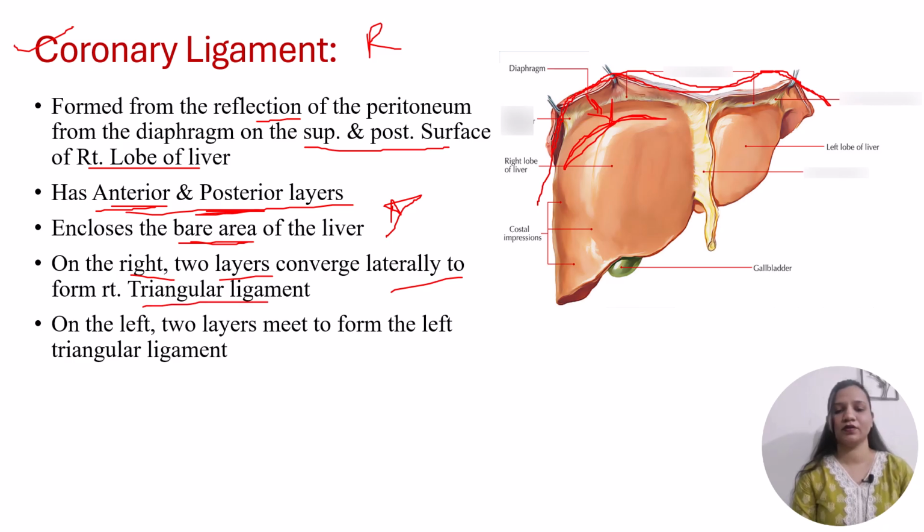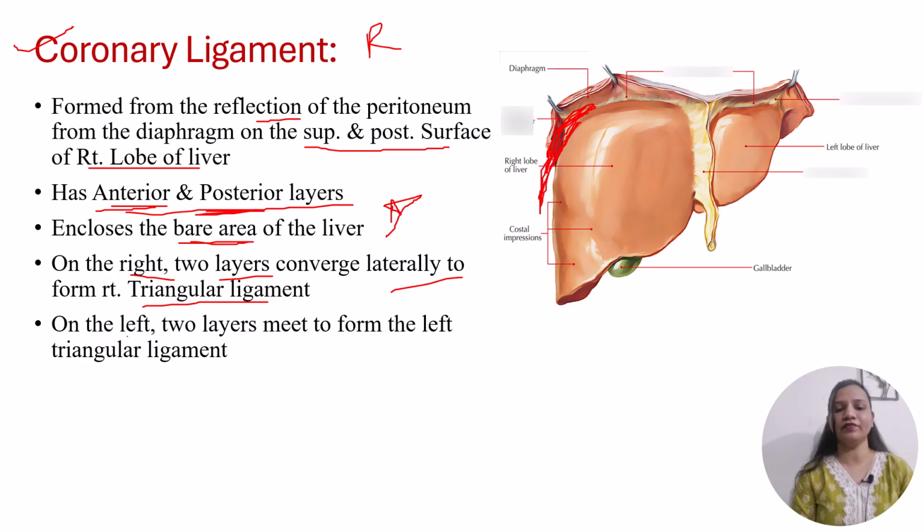So, this means that the coronary ligament towards the lateral side or towards the right, both the layers of the coronary ligament, which means the anterior and posterior layers, converge, that means fuse with each other, and they form the right triangular ligament, which will be present here.